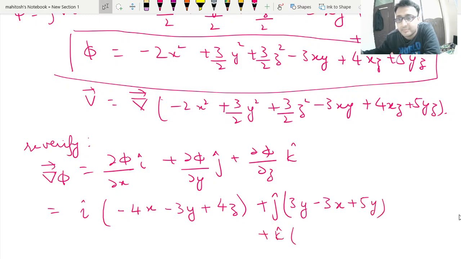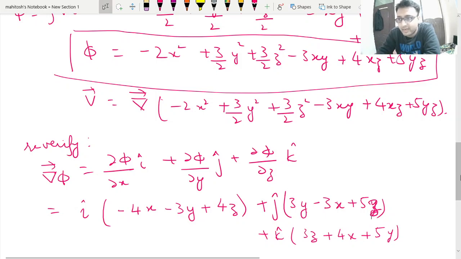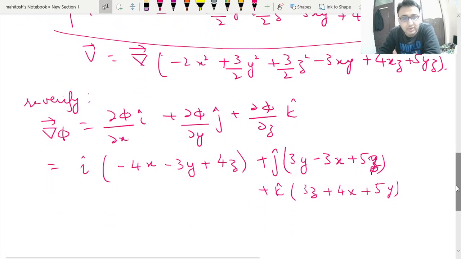Plus k cap. So this is again 3z plus 4x plus 5y. So here we are writing for j cap. So let's recheck whether we have done it correctly or not. This is 3y for this part, and this is minus 3x and 5z. Okay, not y. So you can verify from the answer which you have written.